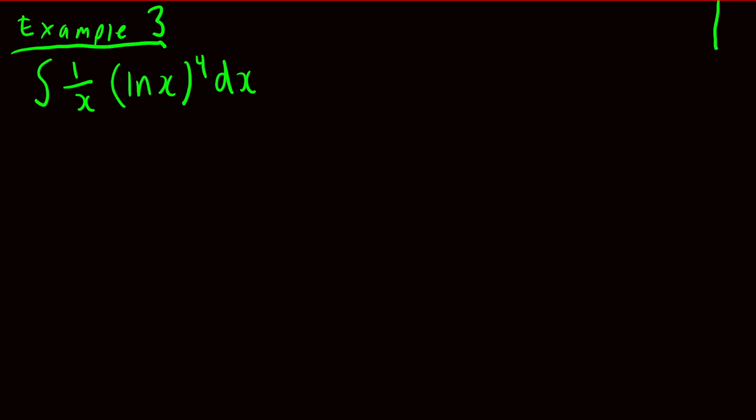Example 3. Integral 1 over x times (ln x) to the fourth. Well, what do you guys think the most inside function is? It's going to be ln x, right? So this looks hard, but it's actually a lot easier once you see it. So we say u equals ln x, du is 1 over x, right?